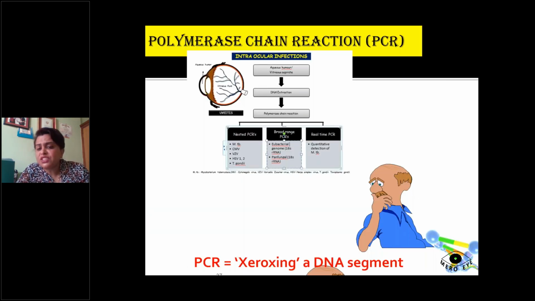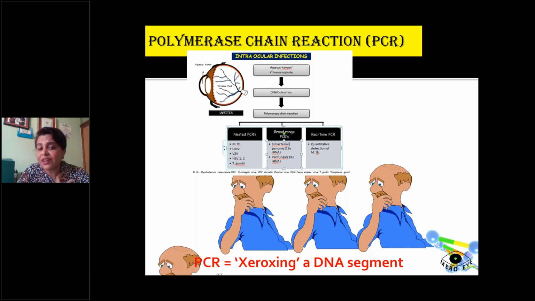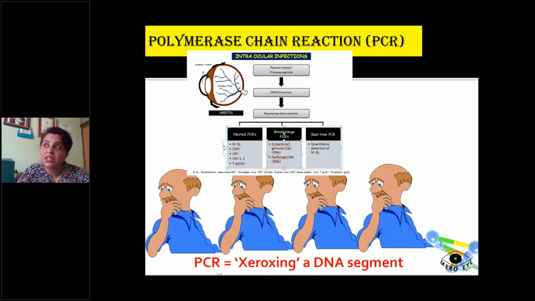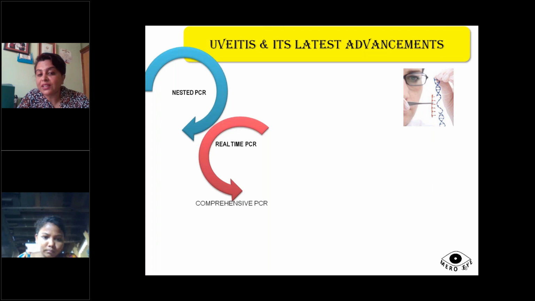So what is this PCR? It's a method which is just a xeroxing of a DNA segment so that you can identify the infective etiology of that disease. It could be a bacterial etiology, viral etiology, fungal etiology, or even a parasitic etiology. And initially there was a practice of nested PCR, but after that came the real-time PCR, where you can do not only identification but the quantification of the organism.